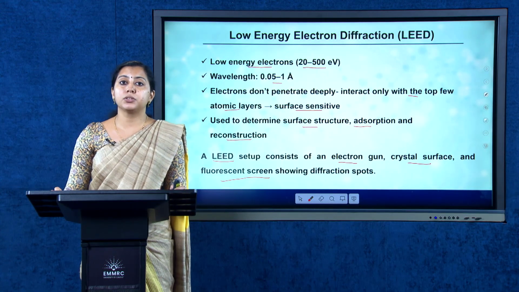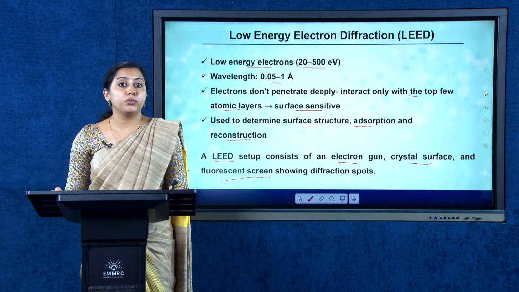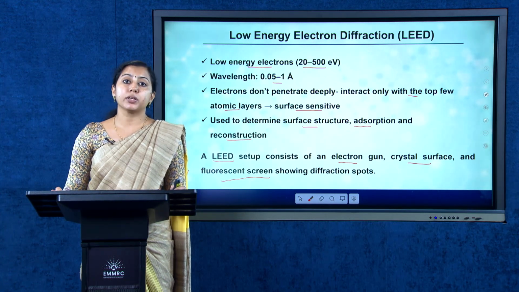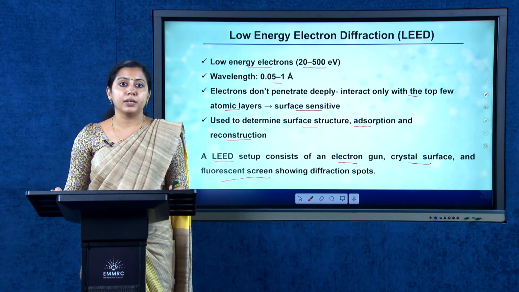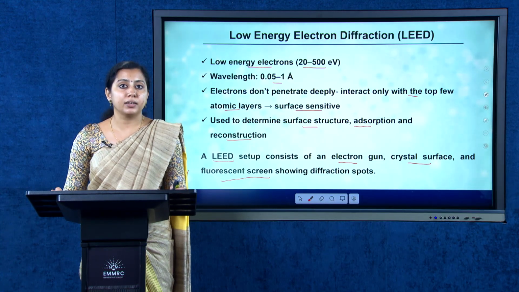And here the electrons do not penetrate deeply, they interact only with the top few atomic layers, and hence it is a surface sensitive method, and it is generally used to determine the surface structure, adsorption and reconstruction.